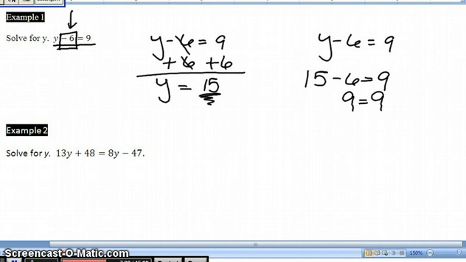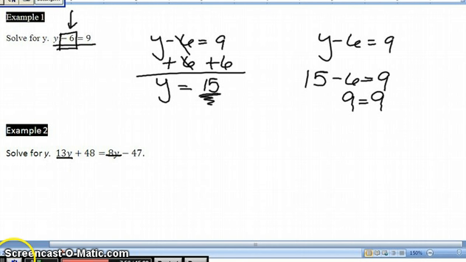Okay, I'm going to do one more. In this case, we need to solve for y in the equation 13y plus 48 equals 8y minus 47. First thing that I notice when I look at this, I have variables on both sides of my equation. So I need to get my variables all on one side.